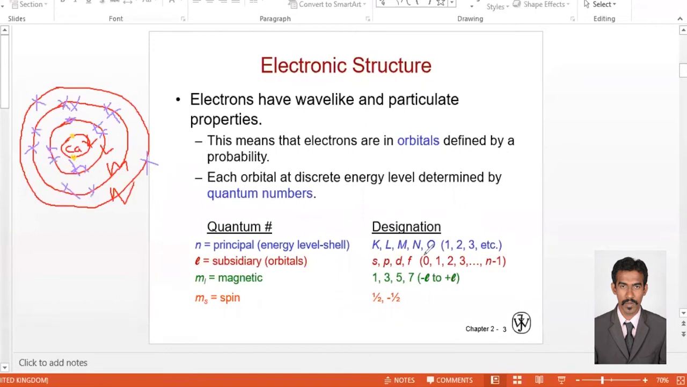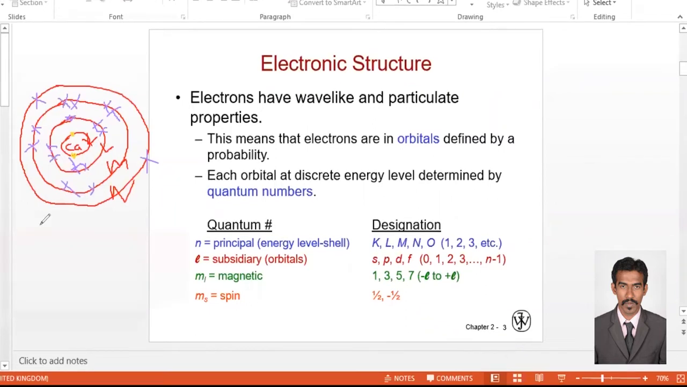This n, the principal energy level, is each orbit. The first orbit is denoted by K, the second one by L, the third one by M, and the fourth one by N. So this is our calcium, and this is our primary energy level.